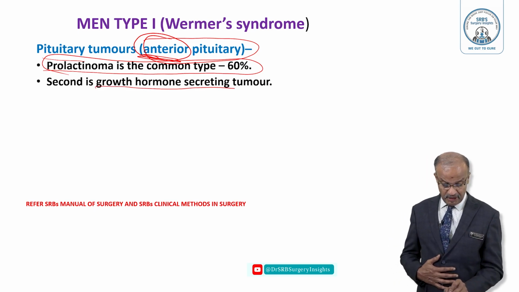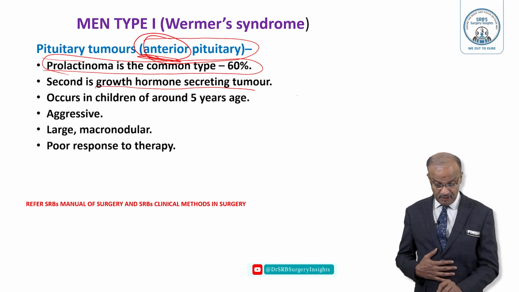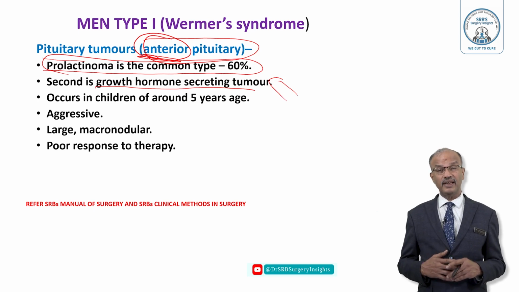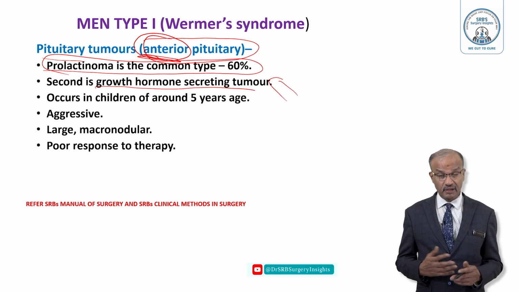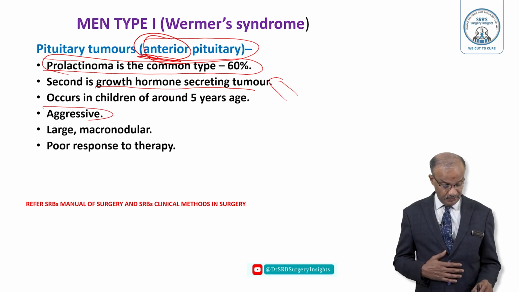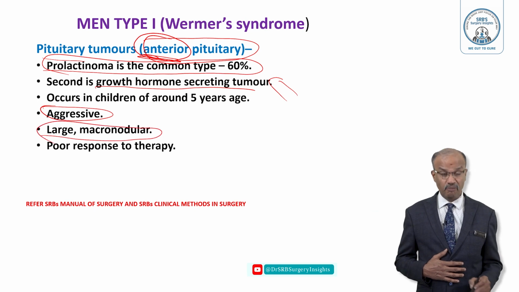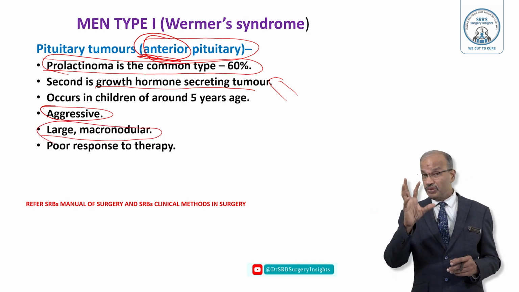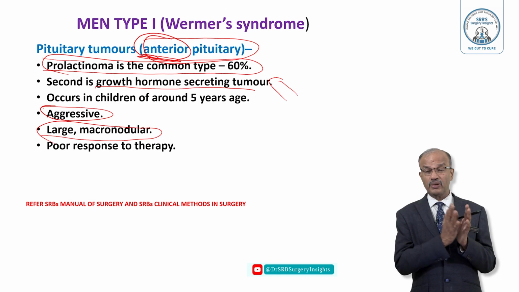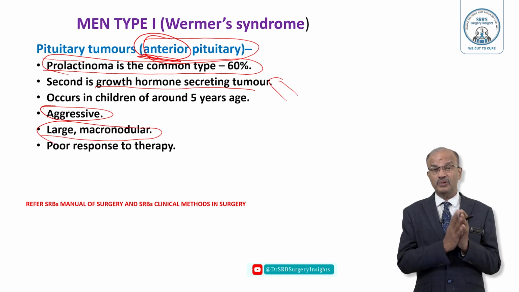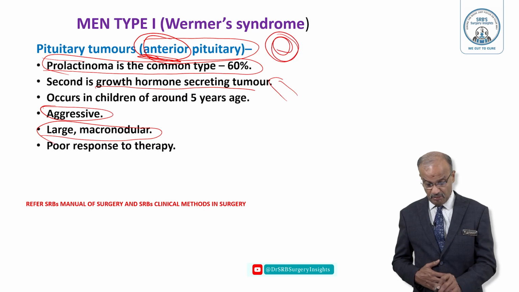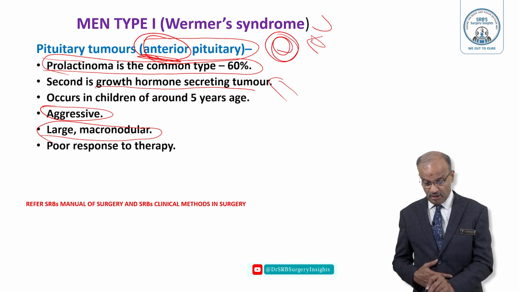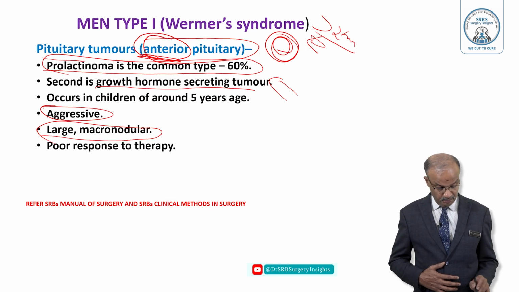Second is growth hormone secreting tumor. It occurs in children, so they will have gigantism and high prolactin features in infancy and childhood, around the age of 5 years. It is very, very aggressive, often functioning, and a large macronodular tumor on MRI or CT will be seen very nicely. You know that micronodular is usually less than 2 centimeters, and macronodular is more than 2 centimeters. So it is quite a big tumor, more than 2 centimeters.